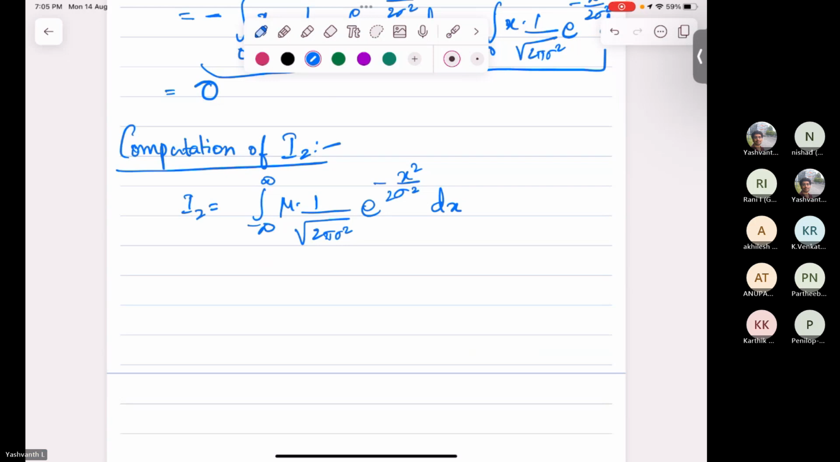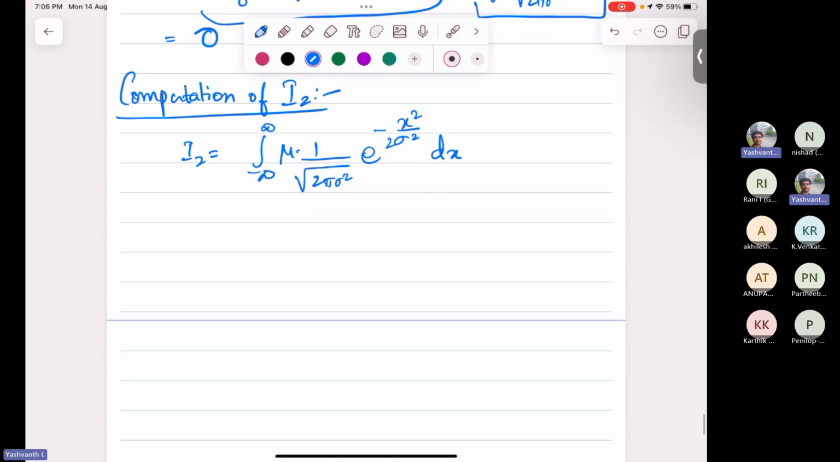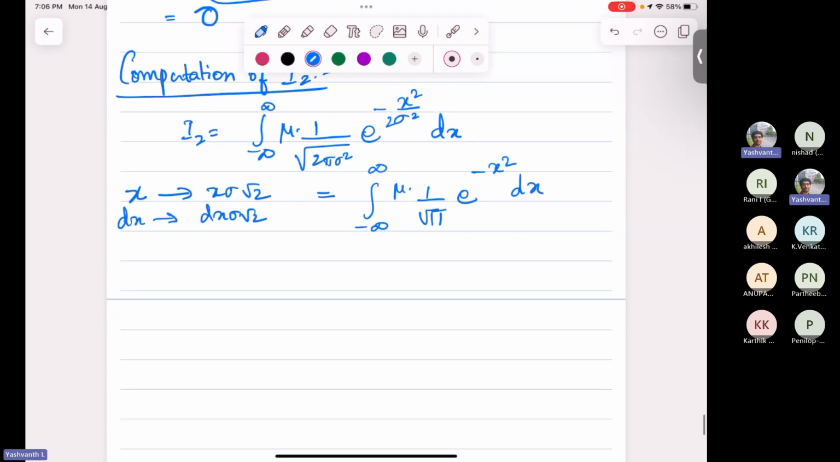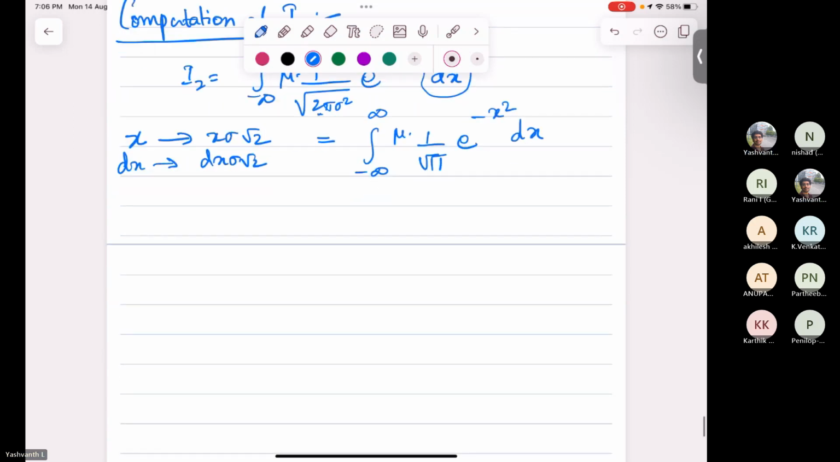Okay, so this is now what you do: replace x by x into sigma root 2, which means dx will get replaced by dx into sigma root 2. Then you can show that this becomes the integral from minus infinity to plus infinity of mu into 1 by root pi e power minus x square dx, because this dx will become dx by root 2, and that will cancel one sigma root 2 here.